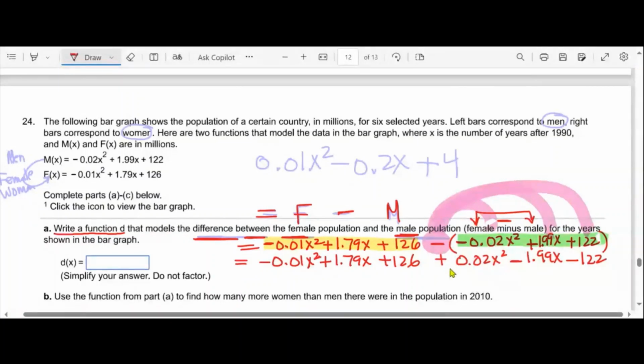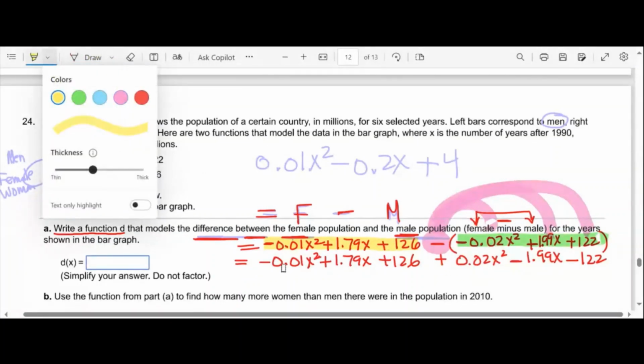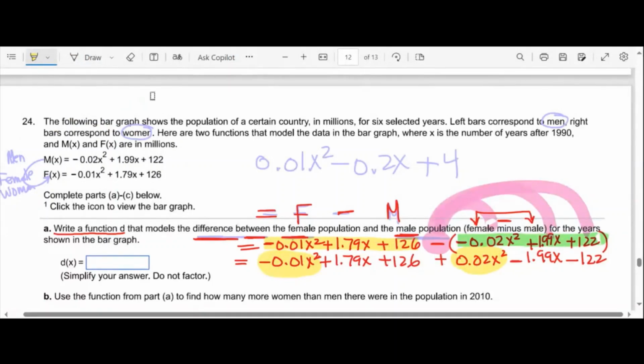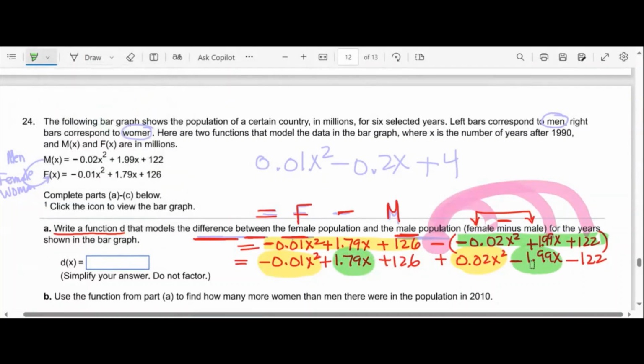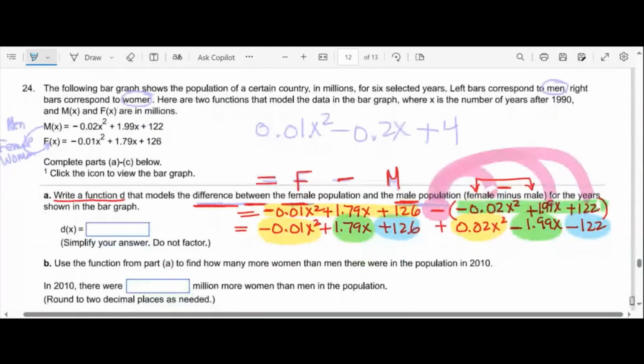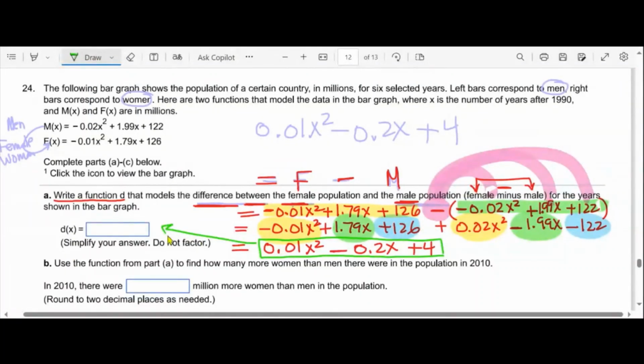So now we combine like terms. Okay. So we have this one and this one. And then what else we have? We have this one and this one. And what else we have? We have 126 minus 122. So at the end, how much this will be? It's going to be 0.01 x squared minus 0.2 x plus 4. That's your answer. Easy as easy? Yes, easy, because he just wants subtraction, that's it.